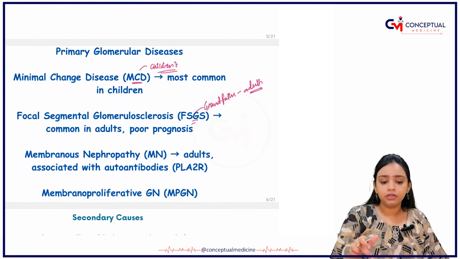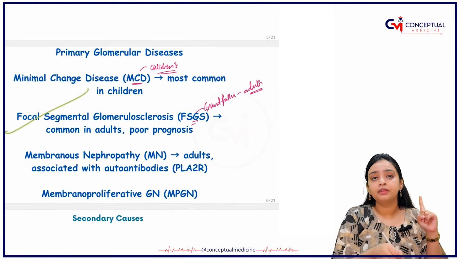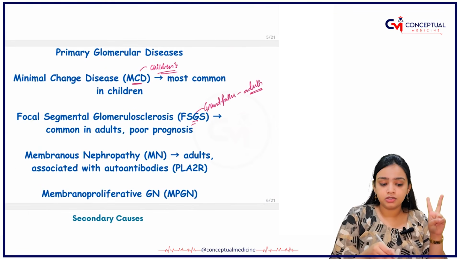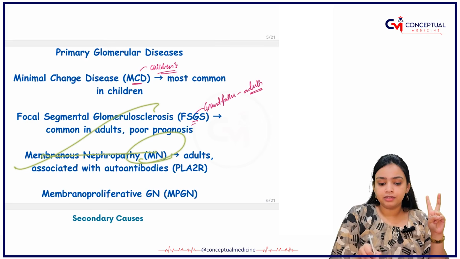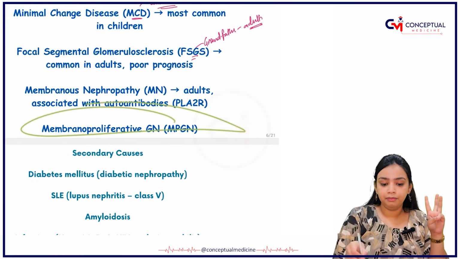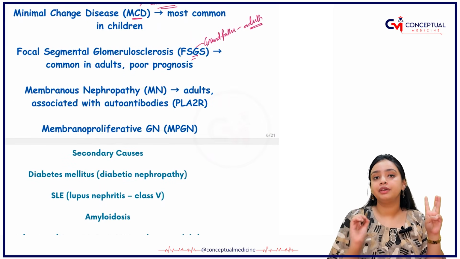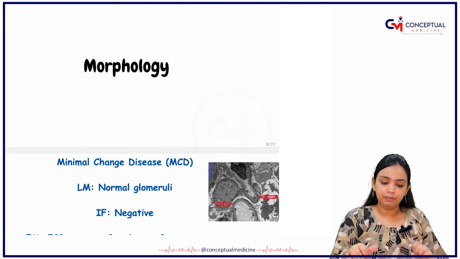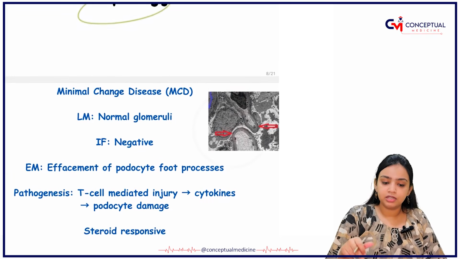In the primary, you have the MCD, FSGS, MN, that is membranous nephropathy, and the membranoproliferative glomerulonephropathy. Let's see the morphology.